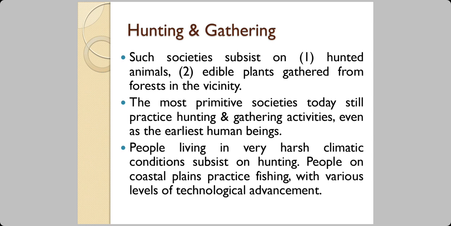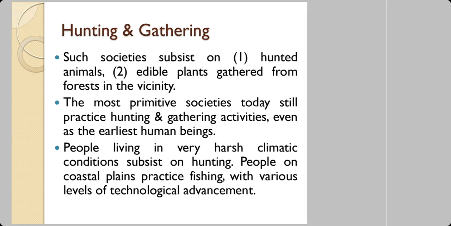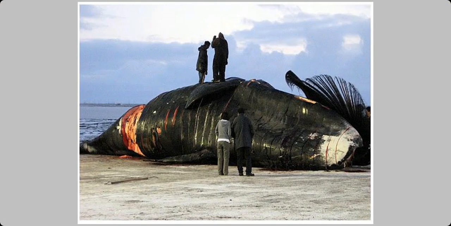They may have guns, but they are the older ones. Some still use bows and arrows and catapults. This is an example of the Eskimos, because they do not have agriculture possible in their land, so they subsist on hunting. Here they have hunted a whale.